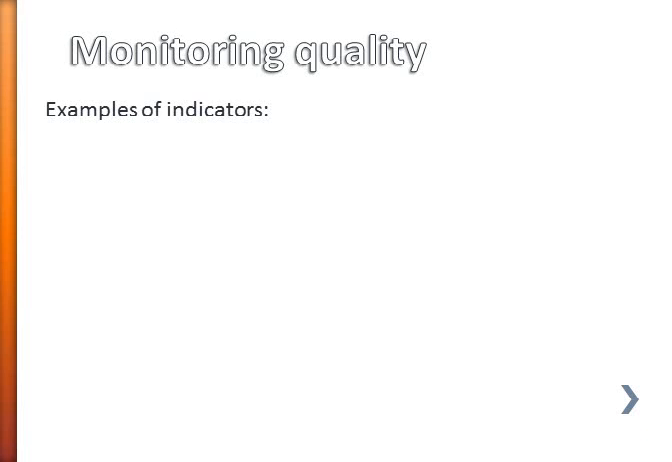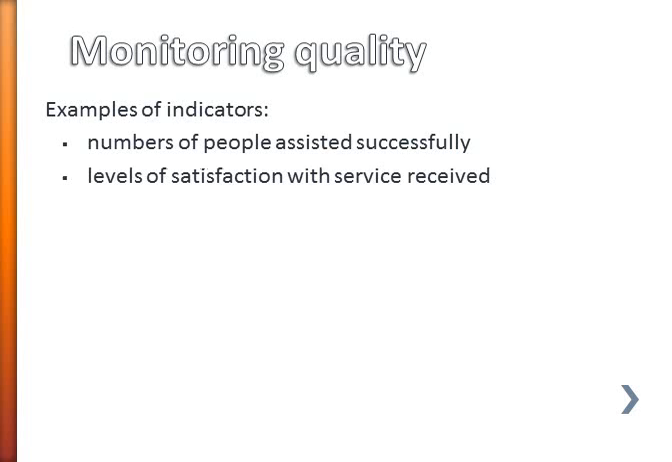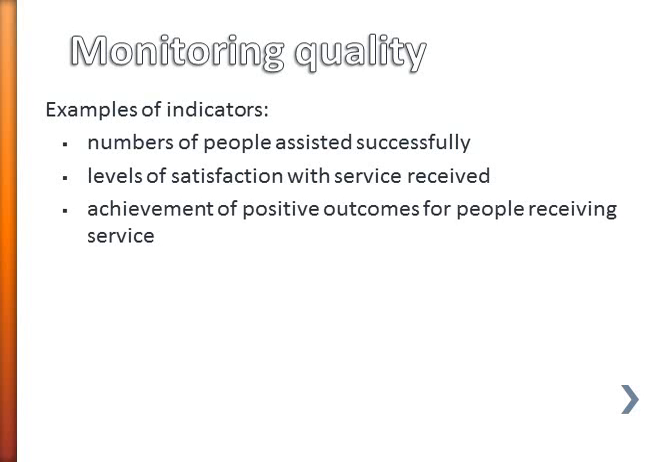Indicators do not need to be complicated. Let's have a look at some examples. So things like the numbers of people that have actually successfully been helped, the levels of satisfaction that they have with the service, the achievement of positive outcomes. These three are probably the most important in terms of measuring the way the organisation has provided service to people, how effective it's been, how well received it's been.